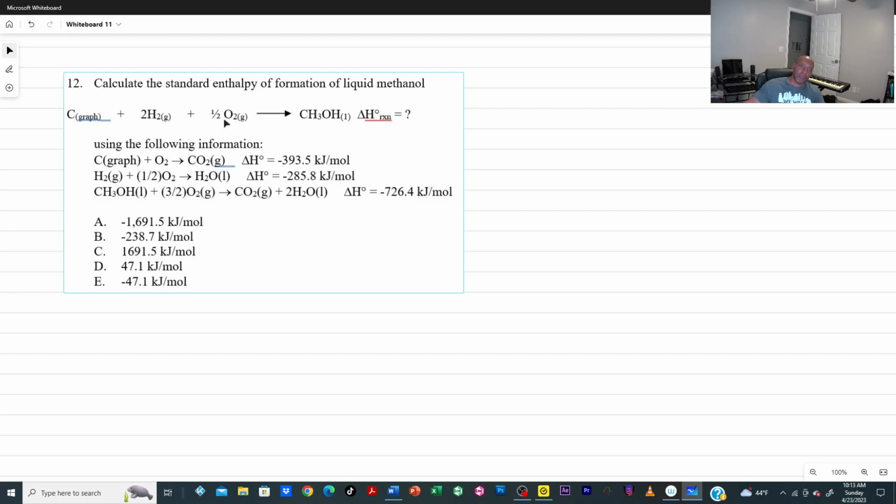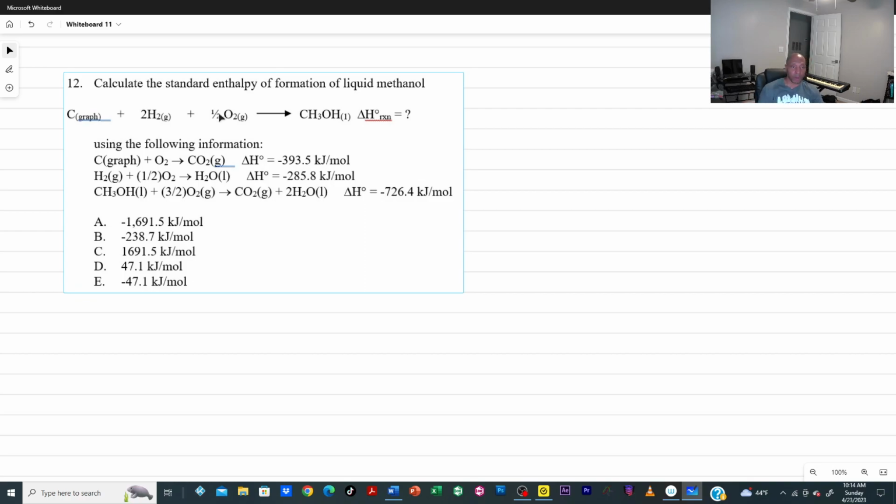Now, what I would like you to consider: I'm not going to concern myself with anything that's not in this reaction right here. For example, carbon dioxide. I'm not going to worry about the carbon dioxide. It's just going to take care of itself. And even the things that I have in more than one of these equations.